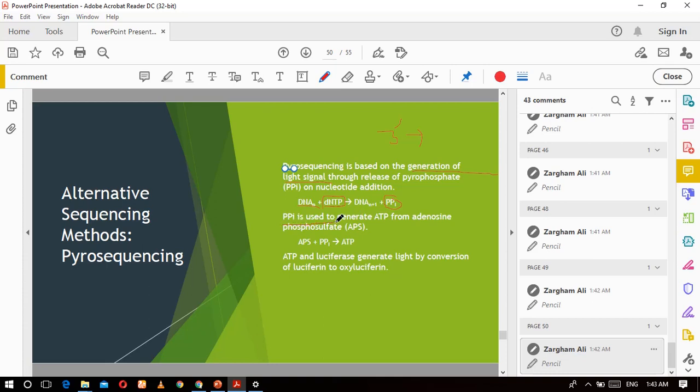Pyrophosphate is used to generate ATP. With the help of adenosine phosphosulfate, pyrophosphate produces ATP. Then this ATP and the luciferase enzyme generate light by converting luciferin to oxyluciferin.